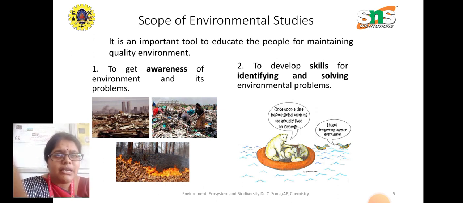On the right side there's a picture showing the realistic circumstances of today. The bear is floating on the river and it says, actually once we were on the ice. This is predicting the future. So we have to stop this from occurring.